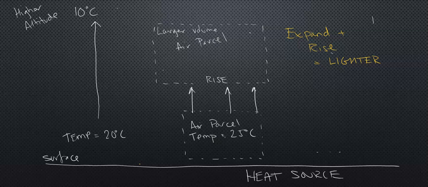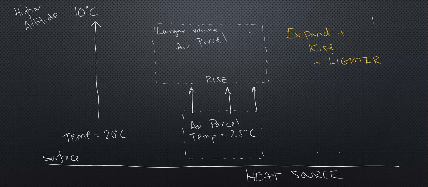So with fewer collisions, less heat is released from the colliding air molecules, and therefore the temperature of the air parcel decreases. Now, it will keep rising if it is warmer than the air around it. So if it's 15 degrees, it will still rise above what's stated here as 10 degrees. But if it cools down to 10 degrees, that air parcel will stop rising. It's the same temperature as the air around it, and it'll become what's called stable.